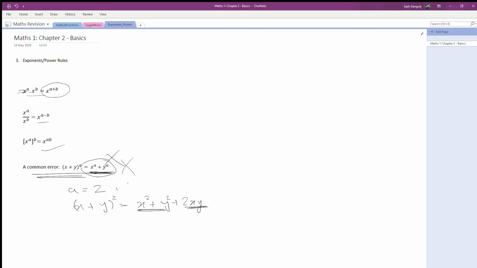Similarly, if a is equal to 3, we have another formula for that, right? And so on. So do refrain from these kind of mistakes. Now let's see if there is anything else.